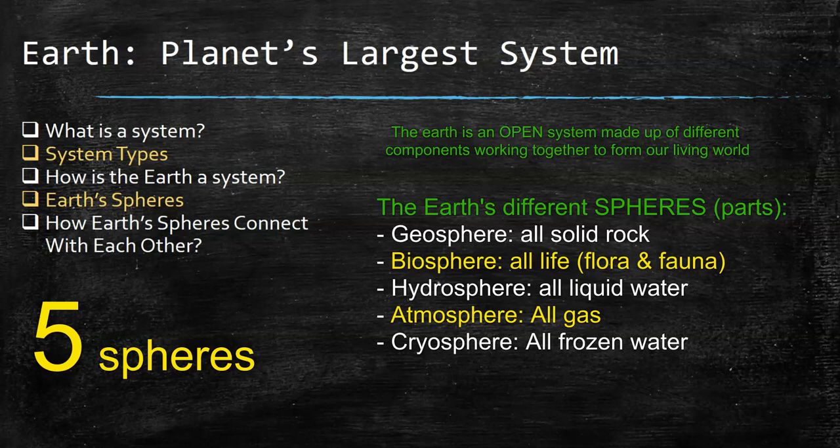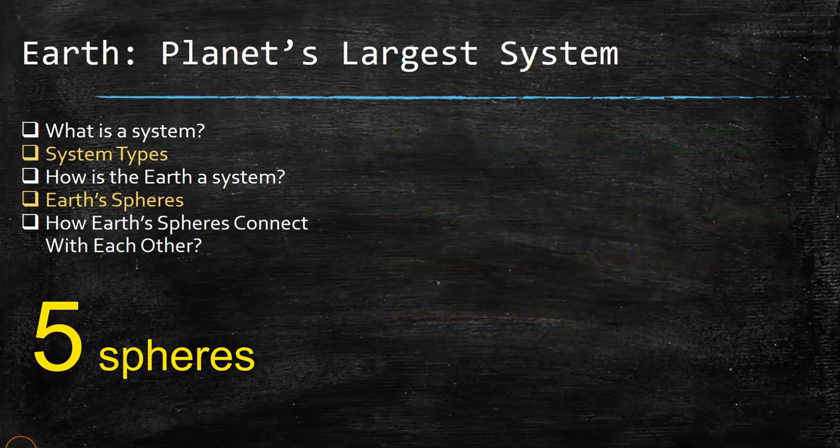And the geosphere is all the solid rock components, so the Earth's layers, the interior, the core, the mantle, the crust, the different layers of soil and rocks and rock cycle and volcanoes and all that awesome stuff. They all combine to create our living world. So how do they connect?